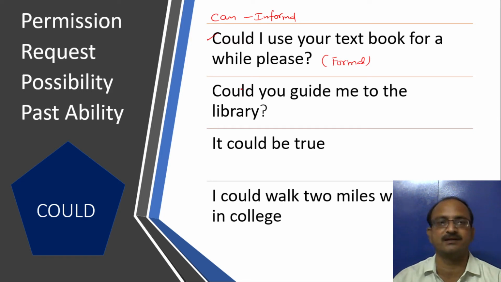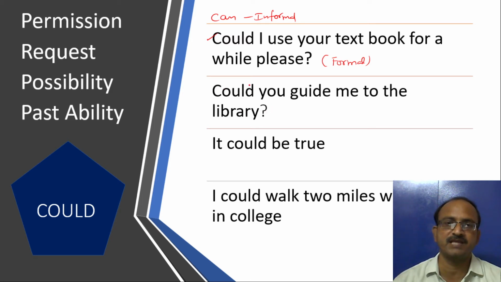That is formal. So can is a modal verb and could is a modal verb. That is also permission. This is also permission. But the difference is can with informal, could with formal. Is it okay? Come, next one, request. Request: Could you guide me to the library?